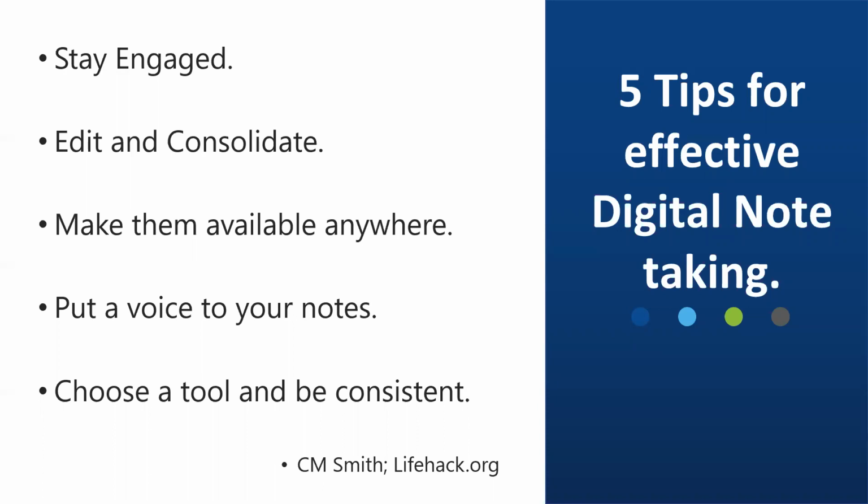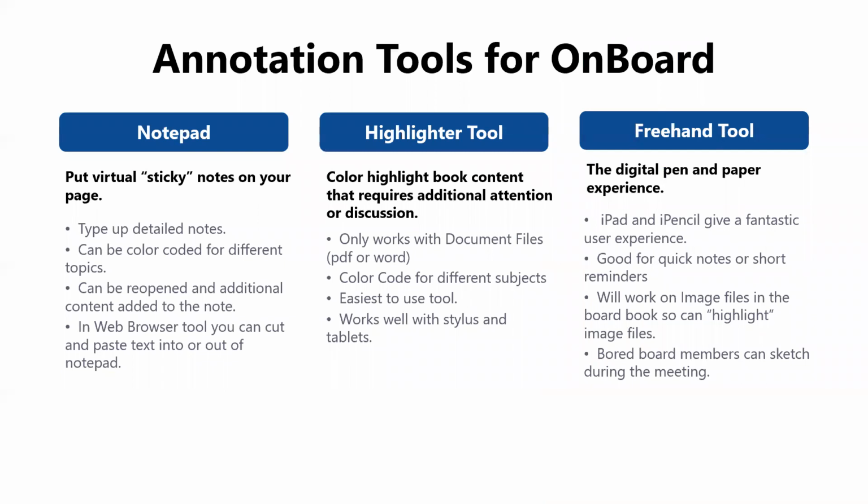So just kind of going over a high-level view of the different annotation tools inside of OnBoard. Obviously, there are three main annotation tools. The notepad for the virtual sticky note, the Post-it note that you're used to having. The nice thing about those is there's really no limit to the amount of text you can put in there. You can make them pretty much as long and extensive as you want. You can go back and edit them, whether for changing the color of the note card, so you can kind of sort them by topic. You can always go back, reopen them. Additional content can be added to the note.